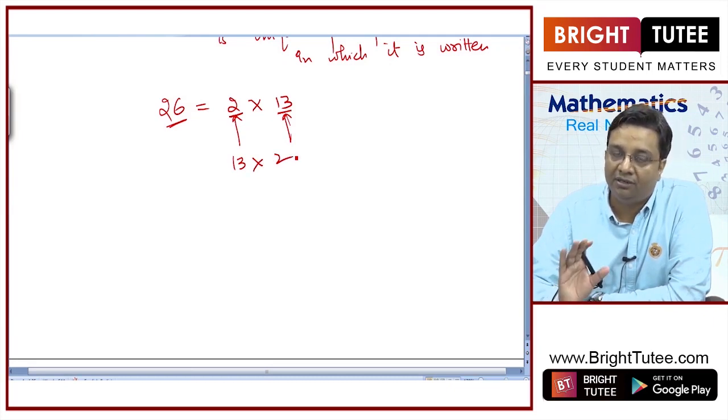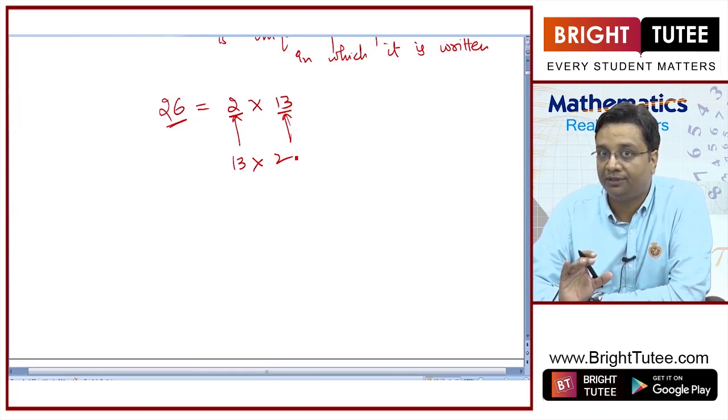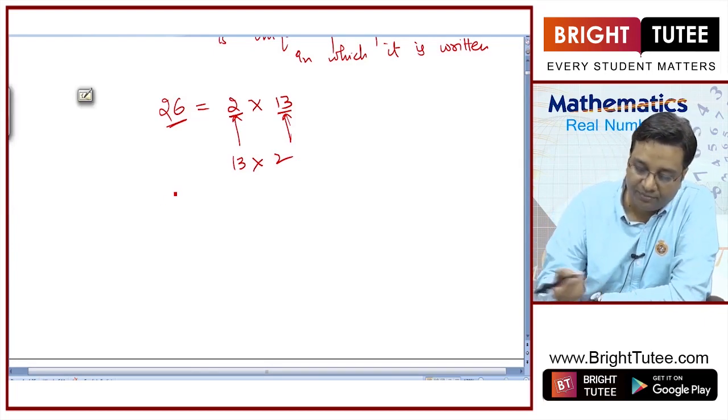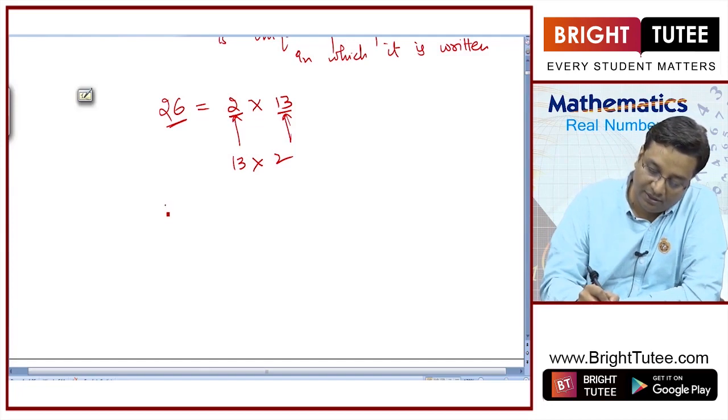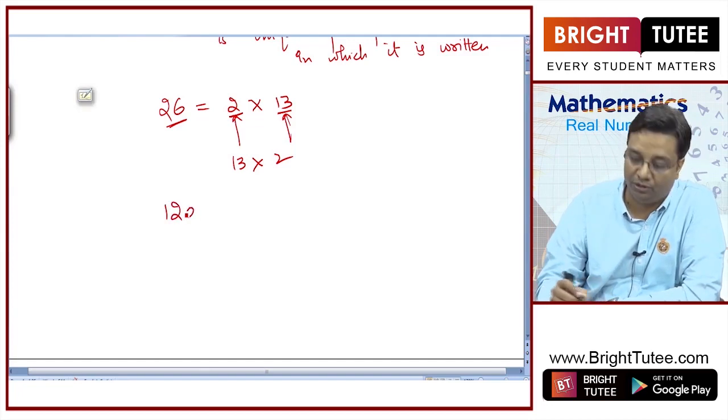Order I have changed, but the prime factorization is unique. You can take bigger numbers, and this will verify in case of bigger numbers also.